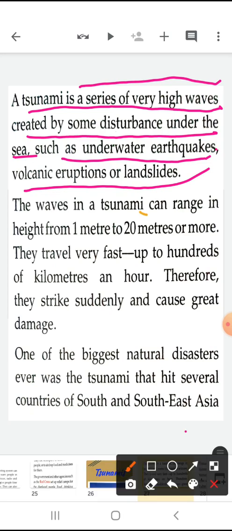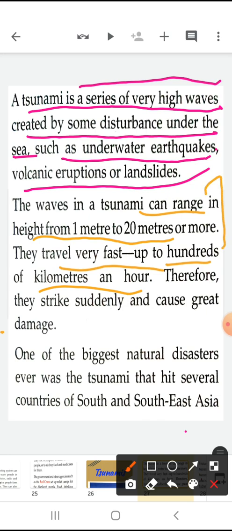The waves in a tsunami can range in height from 1 meter to 20 meters or more. They travel very fast, up to 100 kilometers an hour. See the speed at which the tsunami waves run. Therefore, they strike suddenly and cause great damage. See, if the waves are coming at this speed, at the speed at which they hit or strike, there is such great damage to life and property.